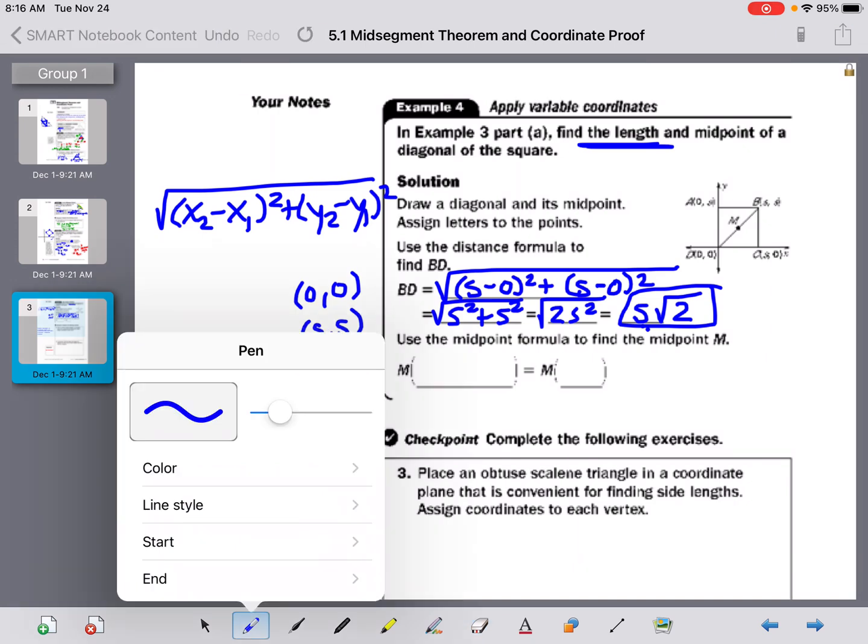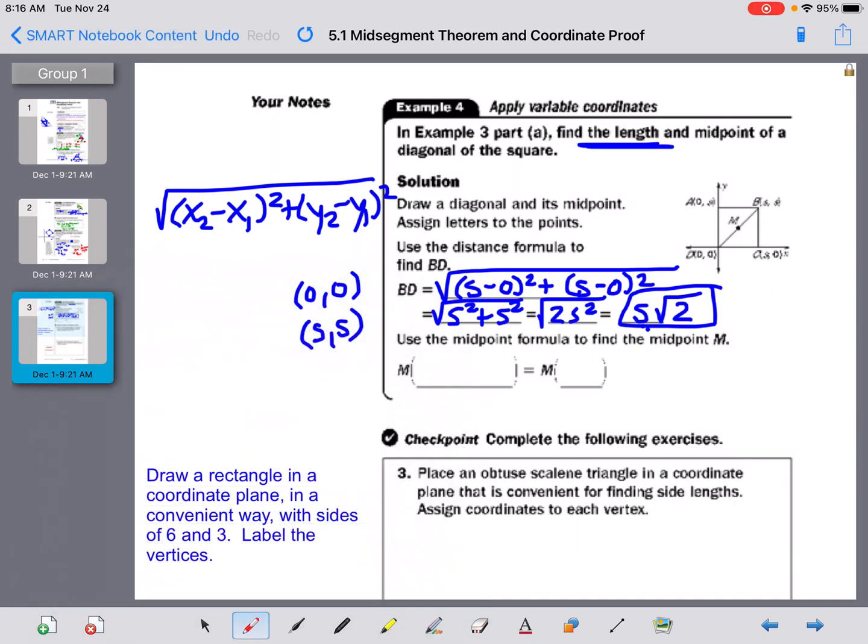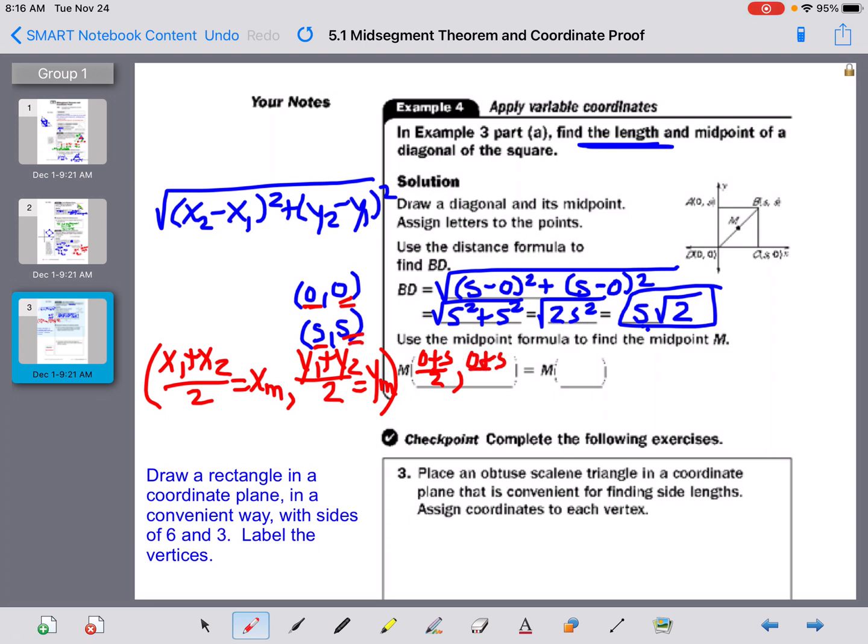Okay, we're still in the same problem, and this time, though, we're going to find the midpoint. Again, don't forget your midpoint formula was add your x's and divide by 2, and you get your x midpoint. Then you take your y's, and you divide by 2, and you get your y in the middle. Okay, that's what we do for midpoint. So if we're finding our midpoint, we're still using (0, 0) and (s, s). So I add my x's, 0 plus s, and I divide by 2. I take my y's, and I add 0 plus s, and I divide by 2.